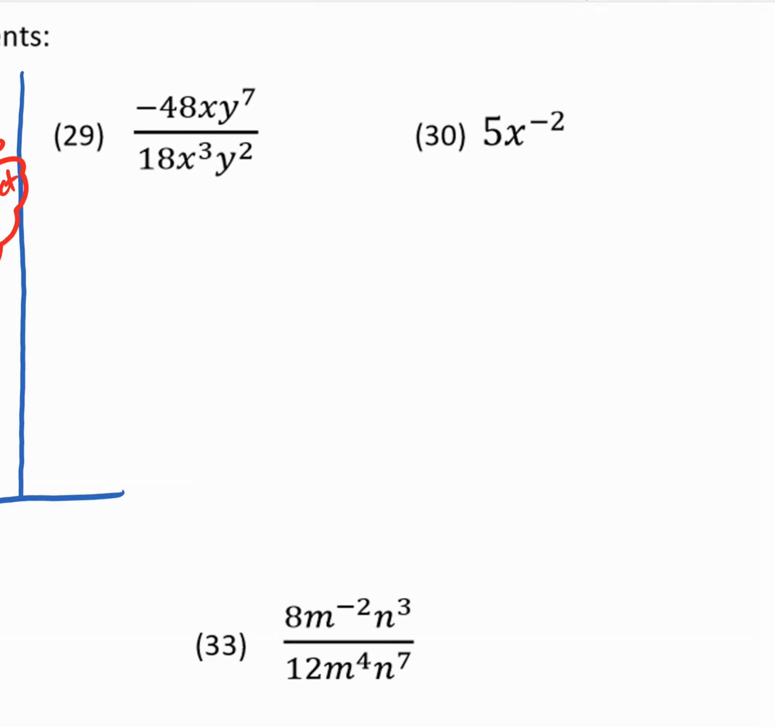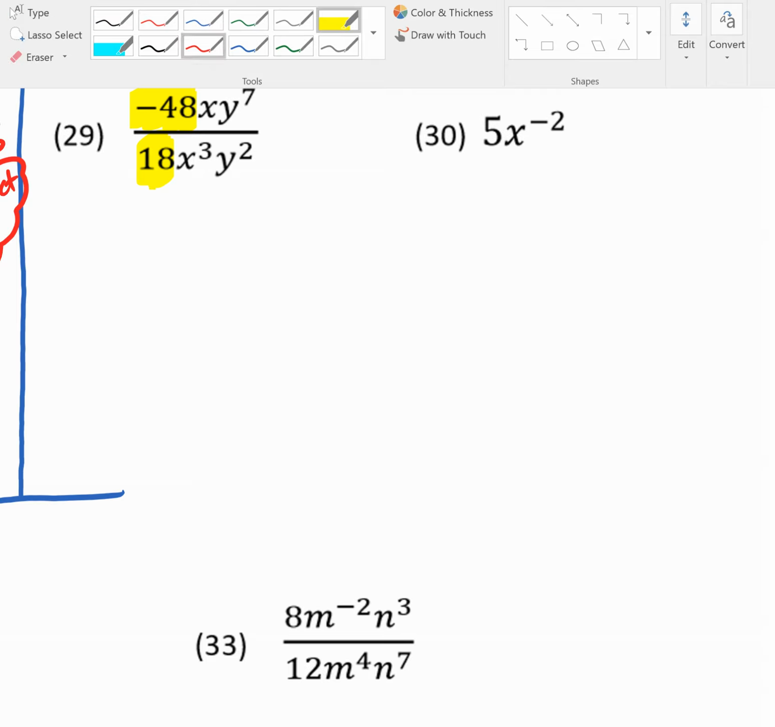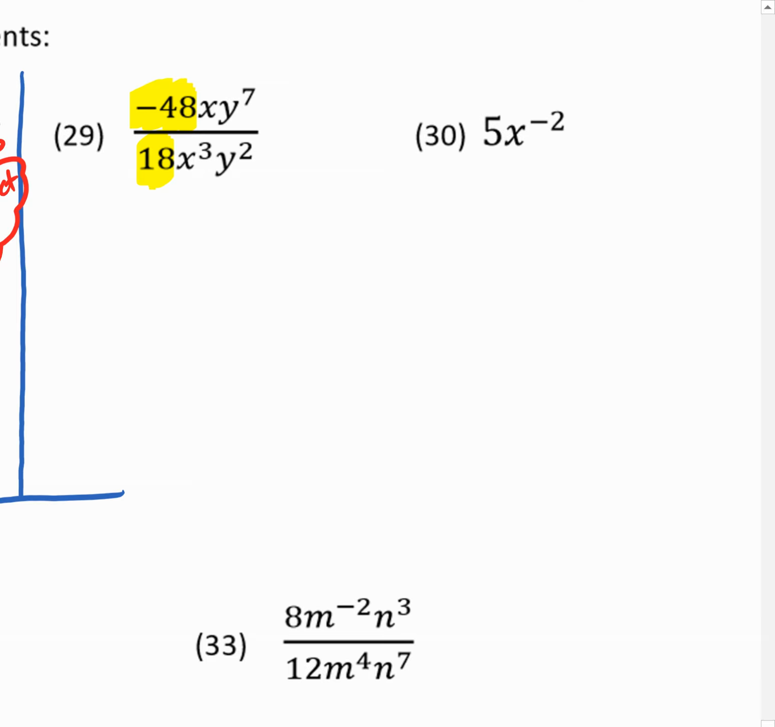Again, I usually just focus on the numbers, the coefficients, first, and then the variables. So between 48 and 18, I think the largest number that divides into both of those is 6. Is that true? I think so, yeah. And 6 goes into 48 8 times, and 6 goes into 18 3 times. Okay, so at least we know 48 can reduce to 8, and then 18 reduces to 3. So for sure my answer is going to have negative 8 over 3.